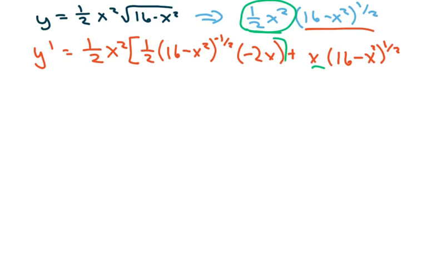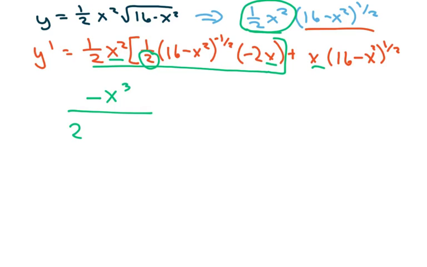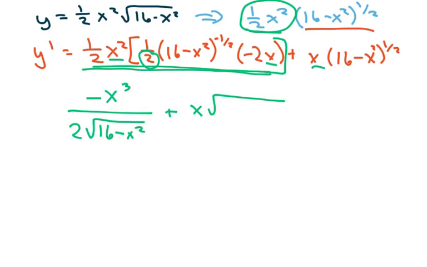All right. Now, let's take care of all this. This is just going to be negative. We have 3 x's, so it's going to be negative x cubed. And then we still have this 2 here. 2 times the square root of 16 minus x squared. So that's all of this. And then you're going to have plus x times the square root of 16 minus x squared.